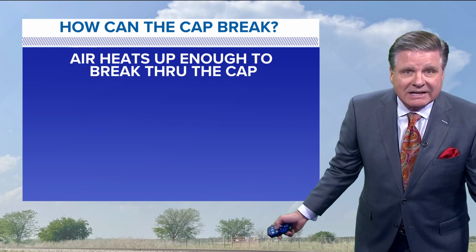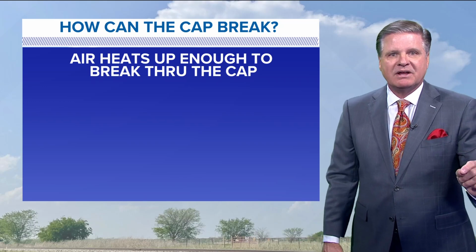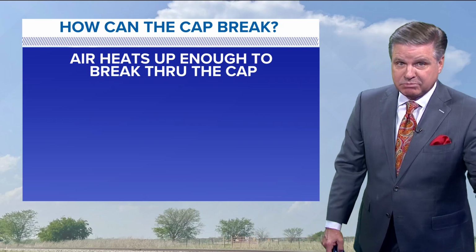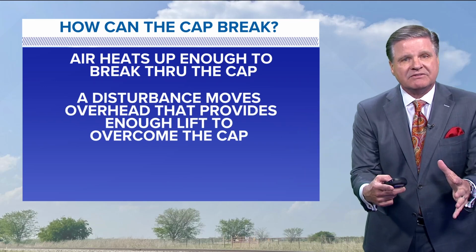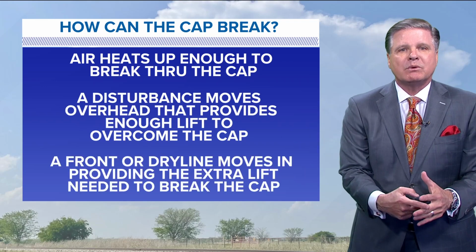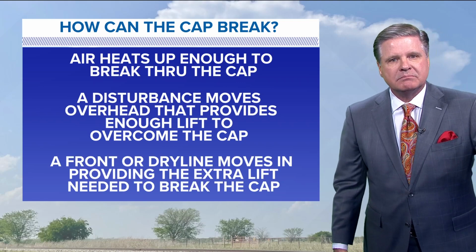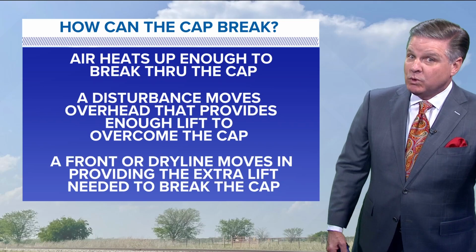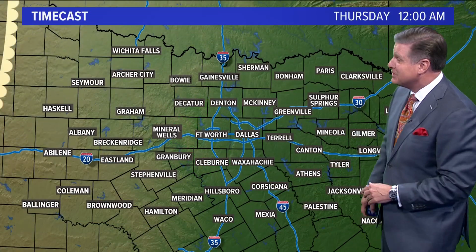So what do we need to break the cap? If we reach what we call a convective temperature, the air heats up enough to break through the cap, that will take place, okay? In addition to that, we have to have a disturbance overhead that provides some lift, okay? That would be a cold front, that would be a dry line that would move in and provide that extra lift that would be needed to break the cap. Will we have that tomorrow? That's the million-dollar question we have each and every spring.